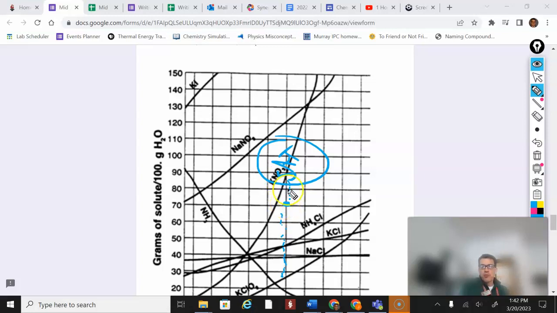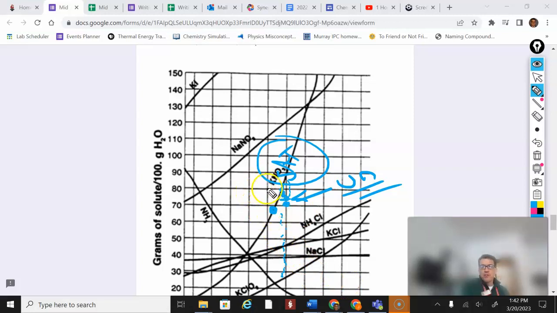If I stop short of the line, that means I've still got a little bit of extra stuff that I can add to it. So since this dot is beneath the line, this is going to be an unsaturated solution. If we graph a dot on the line, that's going to be a saturated solution because that's the most that could dissolve at that given temperature.